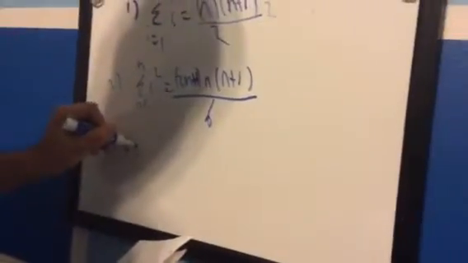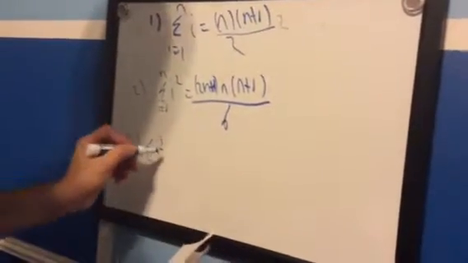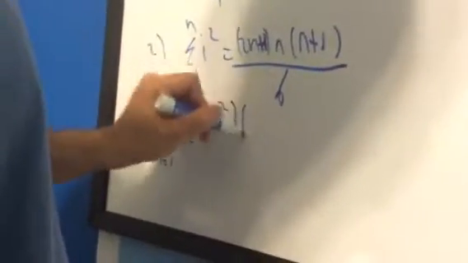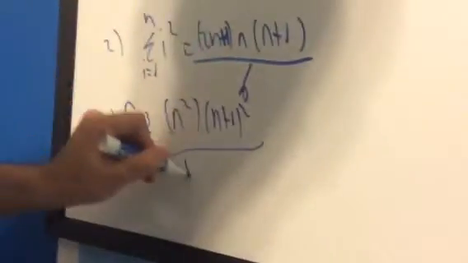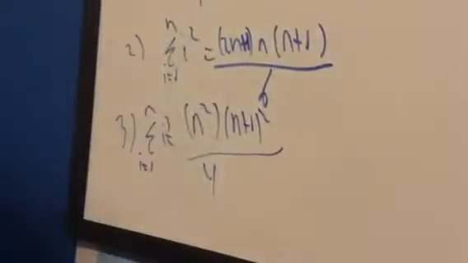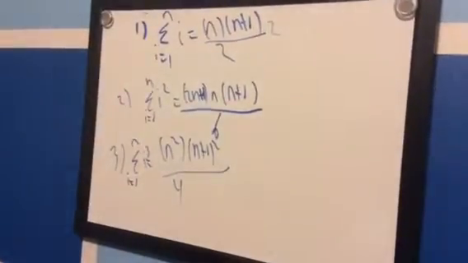And the third one we're going to look at today is when i is cubed. So the summation from i equals 1 to n of i cubed is equal to n squared times n plus 1 squared all over 4. These properties come in very handy later on. We'll look at one example real quickly.